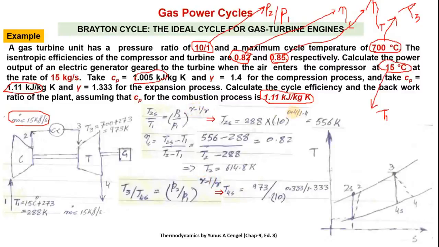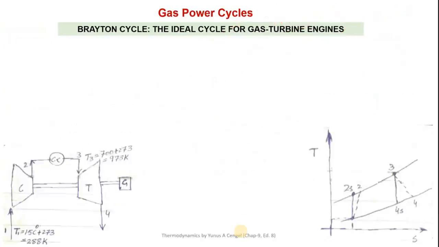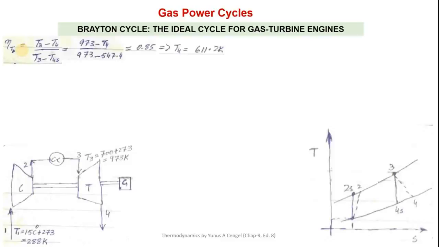Here the difference is that for the compression case, gamma was 1.4, but for this expansion process at a higher temperature, gamma is taken as 1.33, which is given here. So by putting values we can calculate T4s, then with the help of this T4s, we can find out T4 from the isentropic efficiency of the turbine. Just by putting values we find T4, which comes out to be 611.2 Kelvin. Okay, so now T4 is calculated.